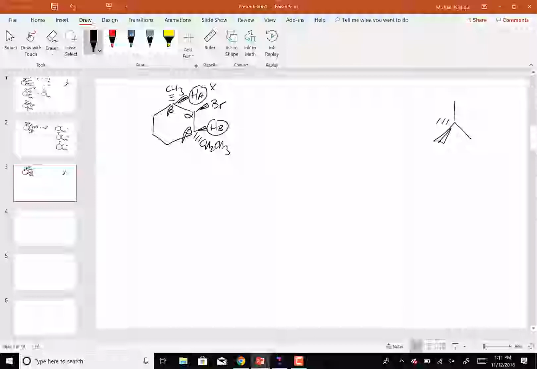Can I remove HB? No. So what's the correct answer? No reaction. So it doesn't matter what the base is. It doesn't matter if it was tertiary butoxide or NH2 minus. This is a no reaction as far as being an E2 mechanism.